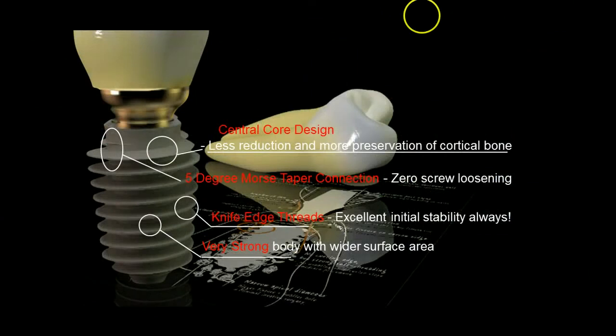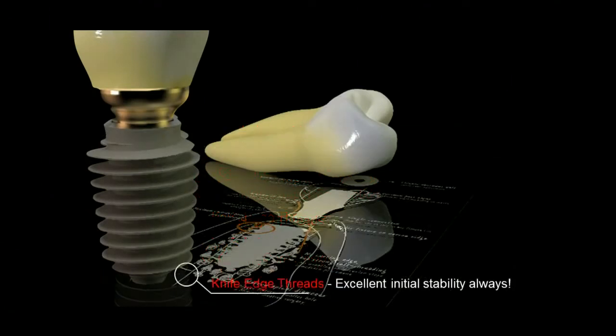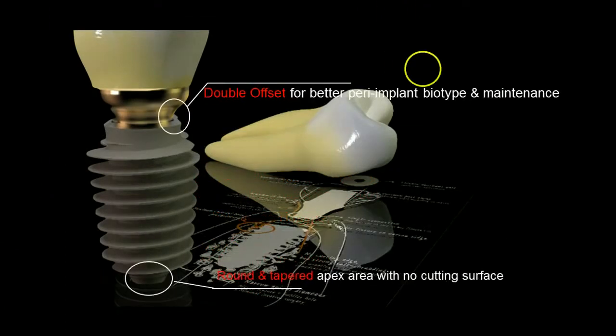So we've talked about the central core design, we've talked about the 5-degree Morse taper, we've talked about the knife edge threads, and we talked about the strong body with wider surface area. All right, so what we haven't talked about is your round and tapered apex area with no cutting surface down here, and then your double offset for better peri-implant biotype and maintenance. So let's look at that.